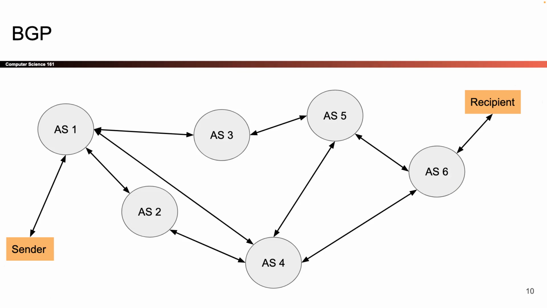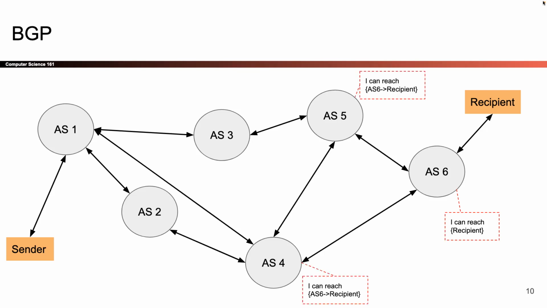So the rough idea behind how these systems actually build this graph to figure out who they can reach and who they cannot reach is that each system is going to announce to all of its neighbors who's reachable. So autonomous system 6 is going to announce to the world, I am connected to the recipient, I'm connected to autonomous system 5, I'm connected to autonomous system 4. Now all of its neighbors know that if I want to reach the recipient, I should go through 6.